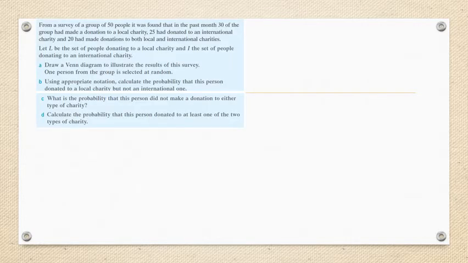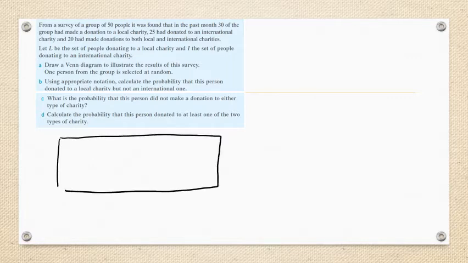Alright, from a survey group of 50 people, it was found that in the past month, 30 of the group had made a donation to a local charity, 25 had donated to an international charity, and 20 had made donations to both local and international charities. Now just be careful. When you read this, you might notice that it says a total of 50, but if you add all three of these, it's more than 50. And that should always be the case. I'll show you the reason why.